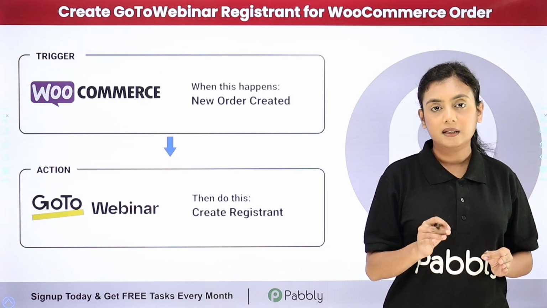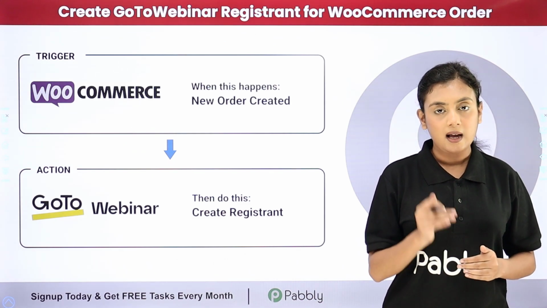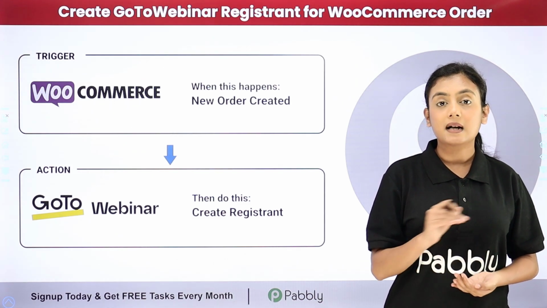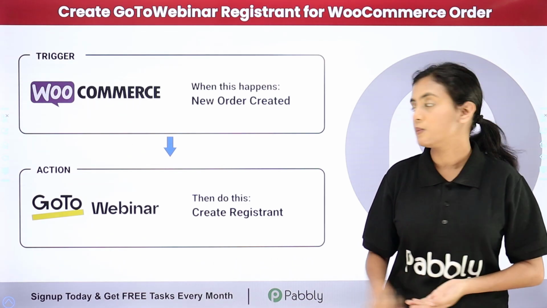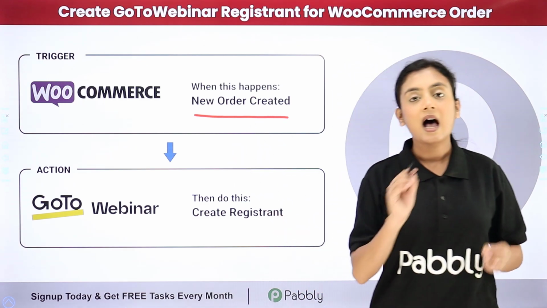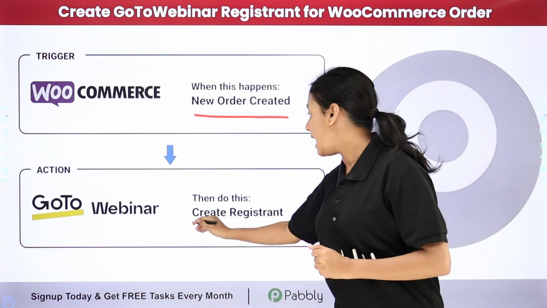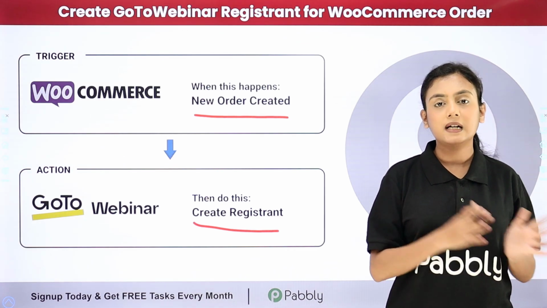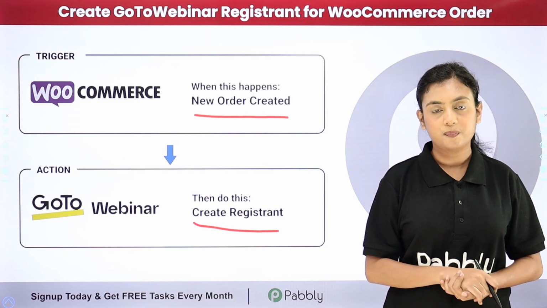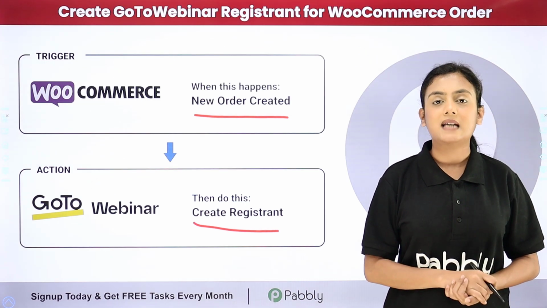I'm recently conducting a webinar. I want that as soon as the participant purchases access to the webinar with the help of WooCommerce, I want to create that participant as a registrant in my GoToWebinar account according to the corresponding webinar that they have registered for. Now, doing this manually is very time consuming.